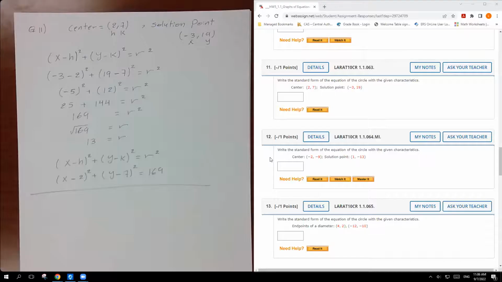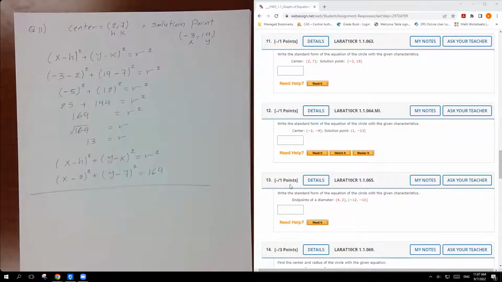The same thing is going to apply to the next example. If you look, find the standard form of the circle, you have a center and you have a solution point. You're going to do exactly the same thing. This is x and here's y. This is h and k. Plug everything into the circle equation to find the radius. Then you're going to go back and plug in everything here when you find the radius, and you'll find the standard form of the circle.